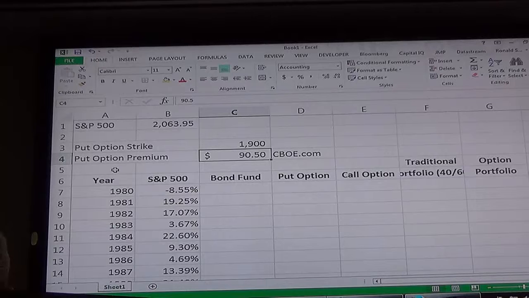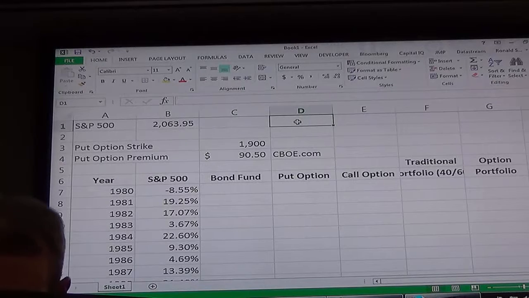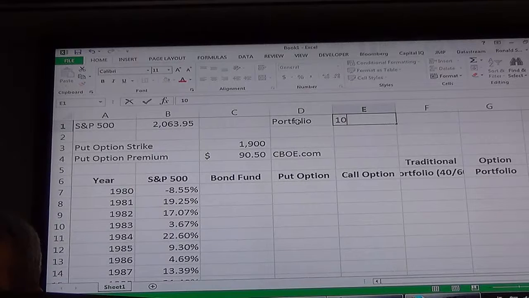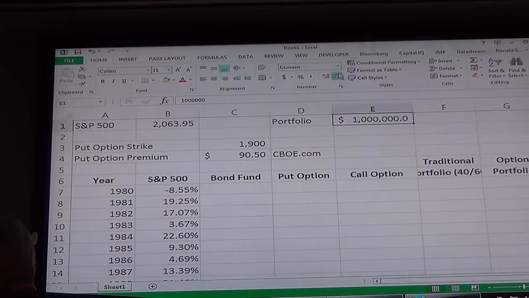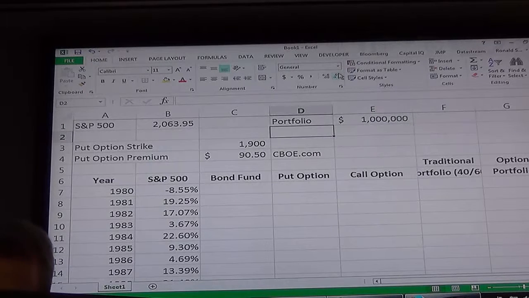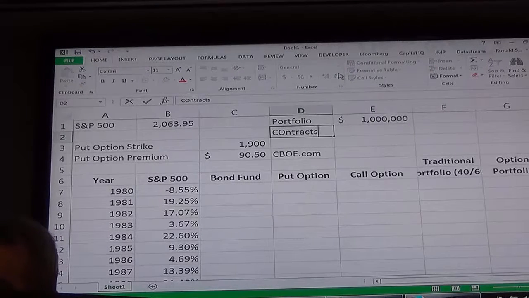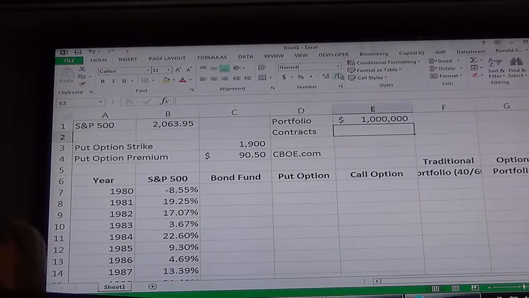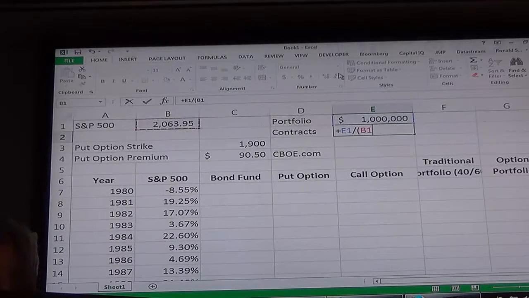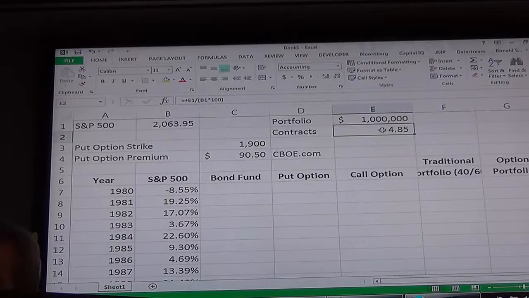How many contracts do I need? Well, you have to talk about how large your portfolio is. Let's say my portfolio is $1 million. How many contracts do I need? It's really easy to do. You just take $1 million, divide by the S&P 500 times 700, and that tells you that you need 4.85 contracts.